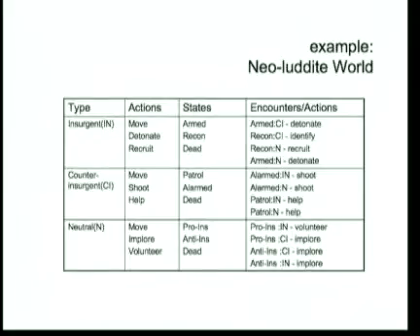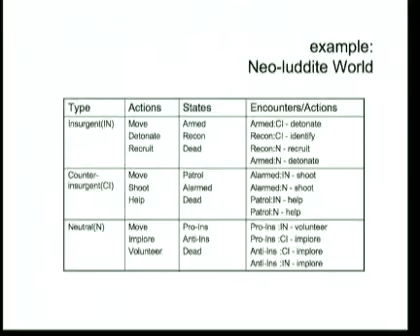So, continuing with the example of the Neo-Luddite world, here's a succinct table of the types of agents, their actions, their states, and their encounters based on actions. So the insurgents will move, detonate the bombs they're carrying, and if they're not carrying bombs, recruit. So they can be in one of three states. They're either in the armed state, in the recon state, or of course they'll be dead.